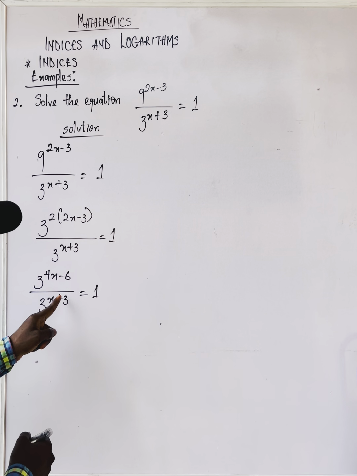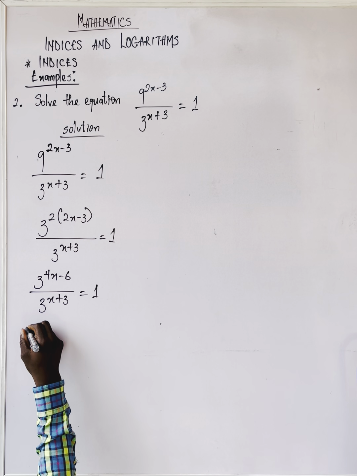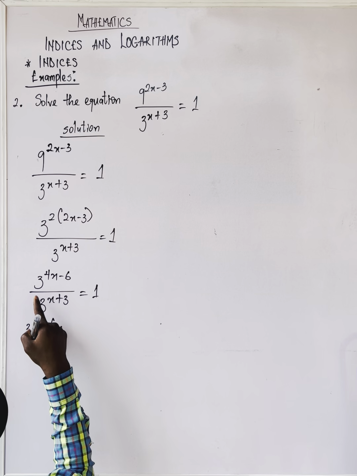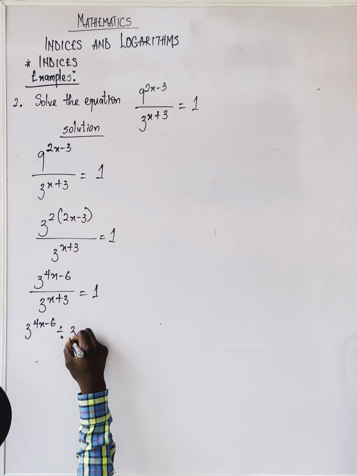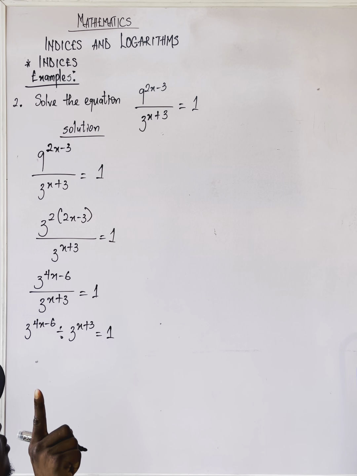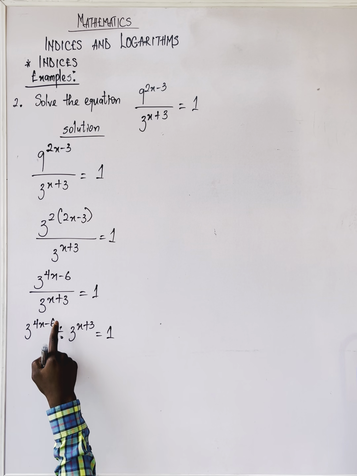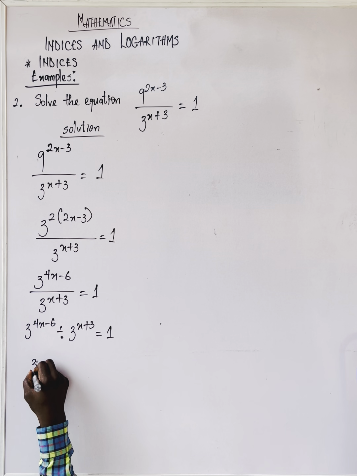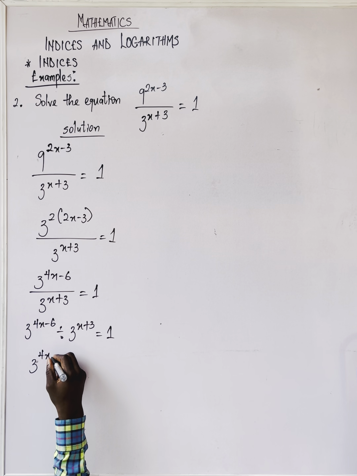I can write this as 3 to the power of 4x minus 6, divided by 3 to the power of x plus 3, all equals 1. Now, the law of indices says when they have the same base and it's division, you subtract their powers. You pick one base, and the power will be 4x minus 6.